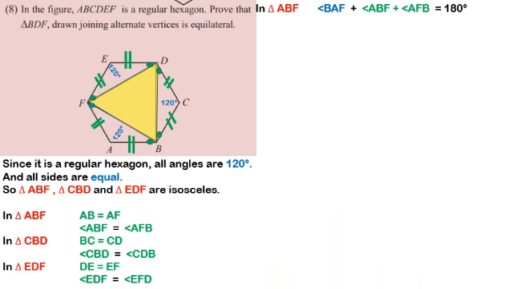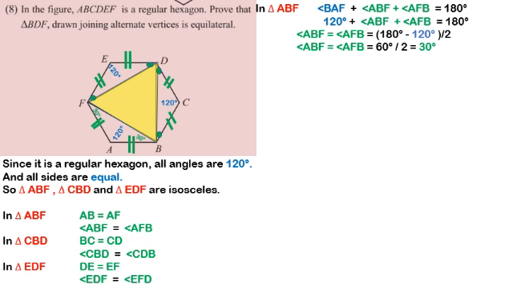We know in triangle ABF, angle BAF plus angle ABF plus angle AFB equal to 180 degree. When we substitute angle BAF equal to 120 degree, we get 120 plus angle ABF plus angle AFB equal to 180 degree. And we know angle ABF equal to angle AFB. So we can write angle ABF equal to angle AFB equal to 180 minus 120 by 2, that is 60 by 2, we get 30 degree.